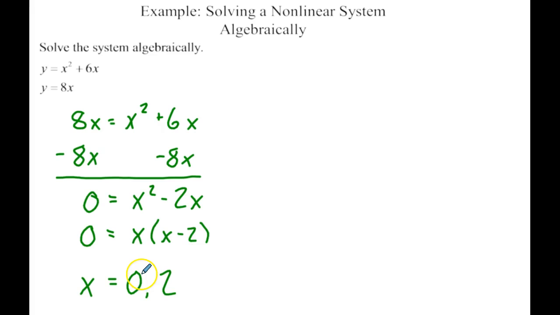Now we have to plug each of these x values back into one of the original equations. It does not matter which equation we plug it into to find the corresponding y values. When we plug in 0 for x, we get 0 for y. When we plug in 2 for x, we get 16 for y. So these are the two ordered pairs, 0, 0 and 2, 16, that are the solutions to the system. If we would graph both of these equations on the same coordinate plane, that means they would intersect at 2 points, which are the two ordered pairs we found.